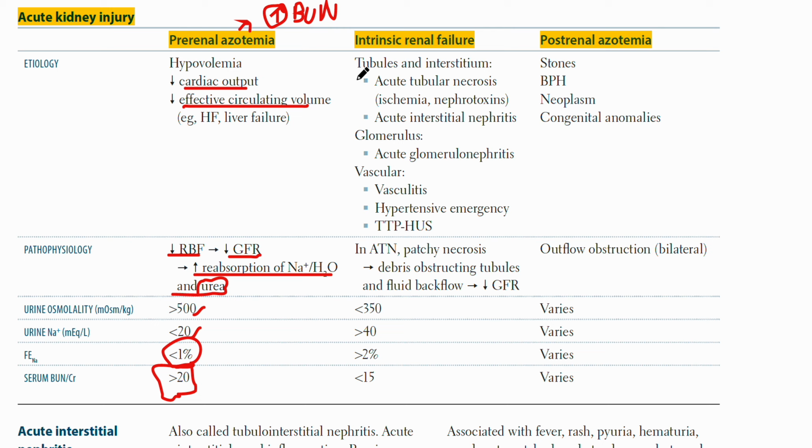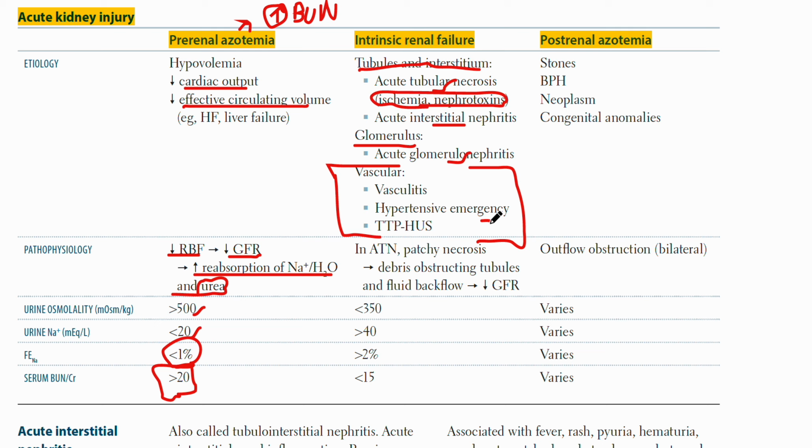Okay, let's talk about intrinsic renal failure. Everything that is happening in the kidney, the renal or urological system. So tubules and interstitium, let's talk about that. There is acute tubular necrosis by ischemia or nephrotoxins like nephrotoxic drugs. We'll talk about this. Or there is acute interstitial nephritis. So in tubules, there is acute tubular necrosis. In interstitium, there is acute interstitial nephritis. And in glomerulus, there is acute glomerulonephritis. Or in the vascular part, in renal arteries, there is vasculitis, hypertensive emergency, or TTP and hemolytic uremic syndrome that can happen.